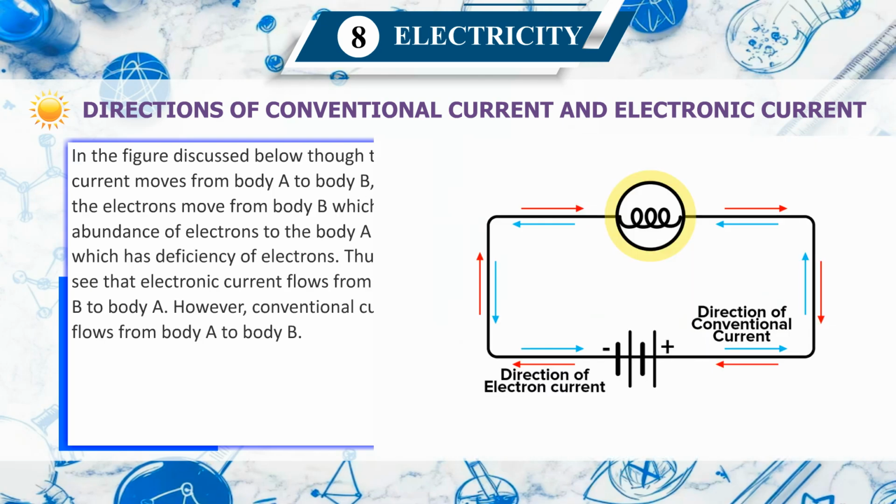In the figure discussed below, though the current moves from body A to body B, the electrons move from body B, which has an abundance of electrons, to body A, which has a deficiency of electrons. Thus, we see that electronic current flows from body B to body A. However, conventional current flows from body A to body B.